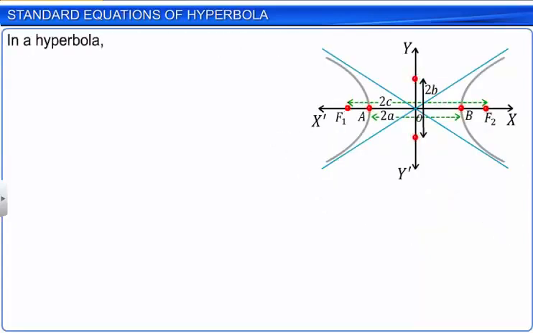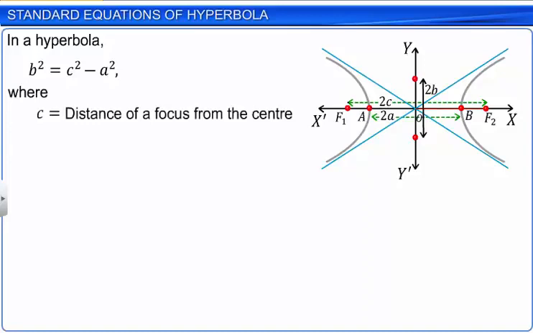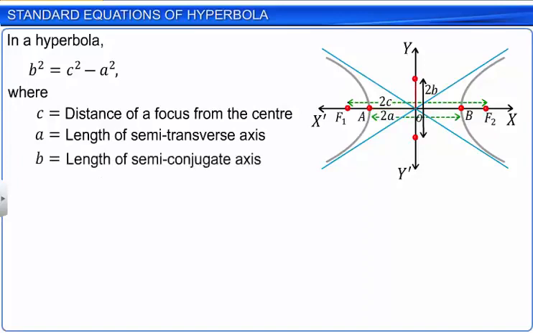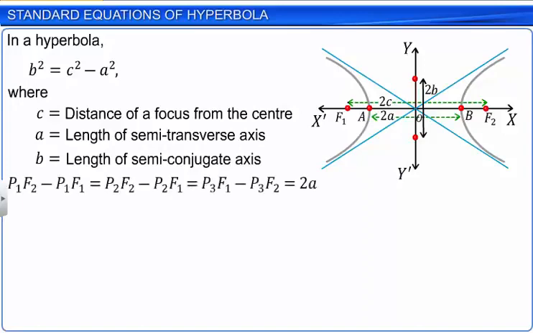We also derived the relationship b square is equal to c square minus a square, where c is the distance of a focus from the center, a is the length of the semi-transverse axis, and b is the length of the semi-conjugate axis of a hyperbola. We also observed that the difference between the distances of any point on a hyperbola from its foci is equal to the length of the transverse axis of the hyperbola.